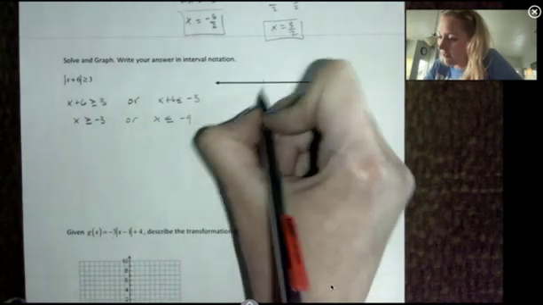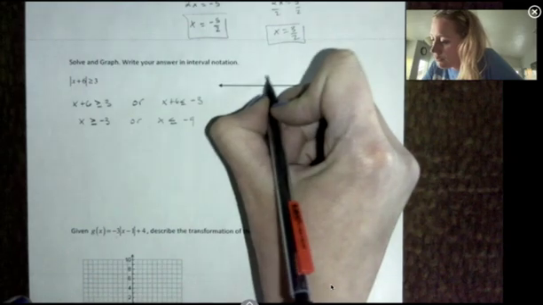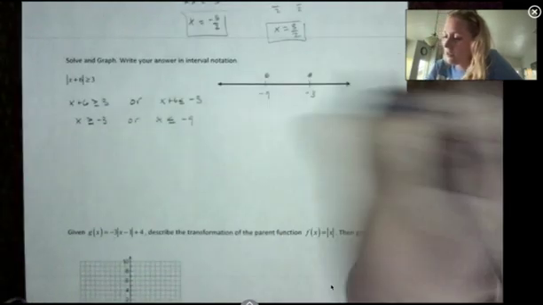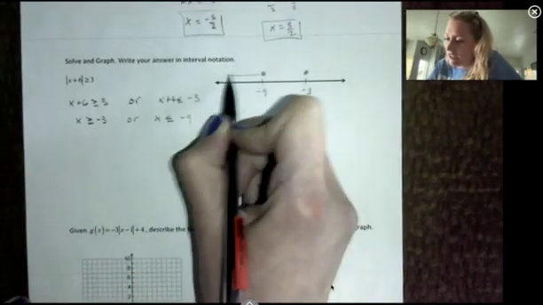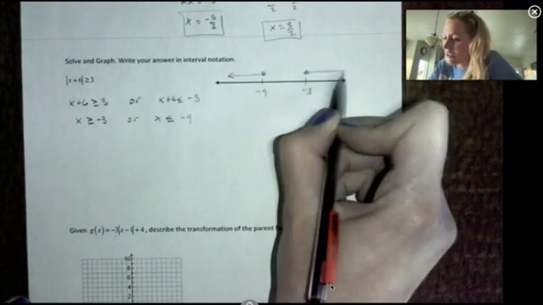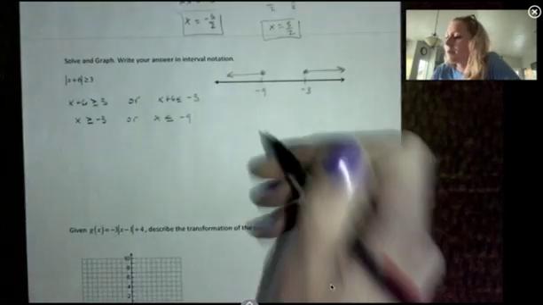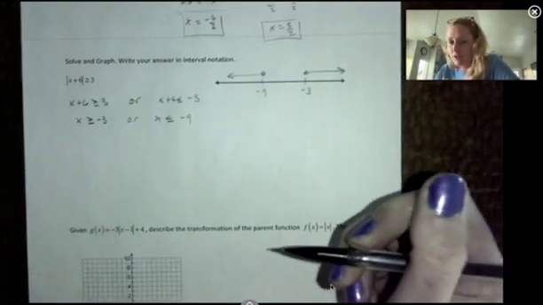Okay, so I have -9, -3, closed circles for the or equal to parts. Less than -9 is to the left. Greater than -3 is to the right, and or inequalities will always look like that. And then again, we're asked to express it in interval notation.